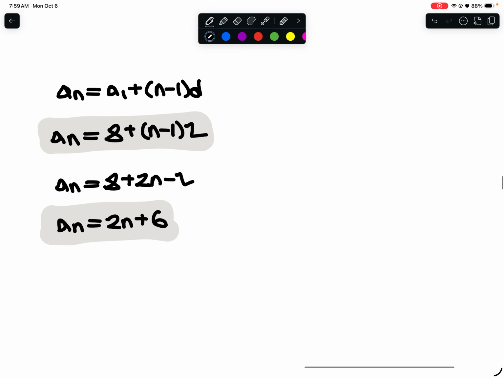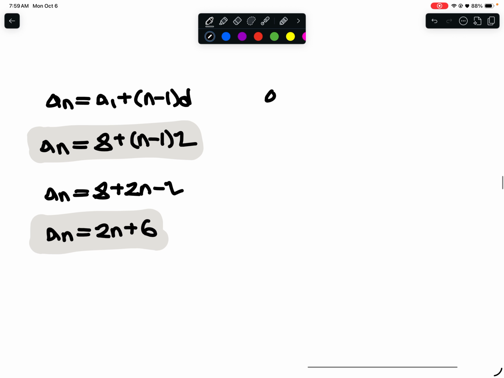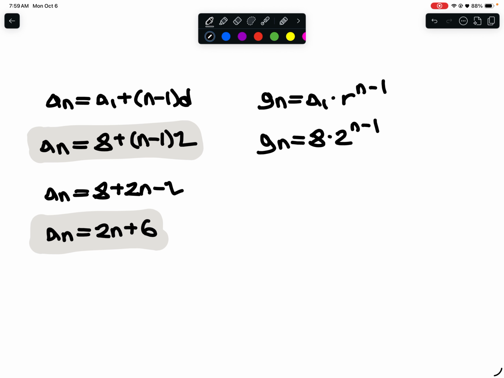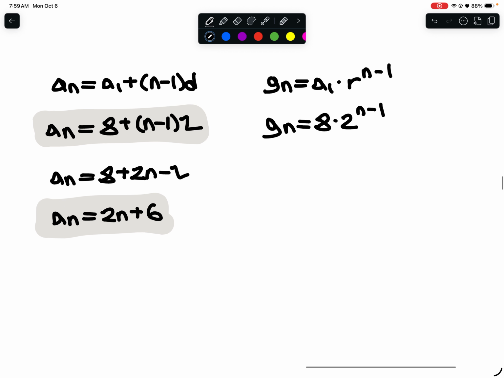So now we're going to do the same thing for the geometric sequence. So that will be g sub n equals the first term, which we said was 8, times 2 raised to the n minus 1. Well, here, let's write out the actual form. So a sub 1 times r raised to the n minus 1. And then when I plug everything in, 8 times 2 raised to the n minus 1. So that would be if I want geometric explicit form.